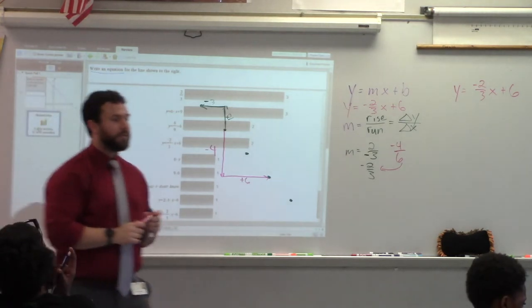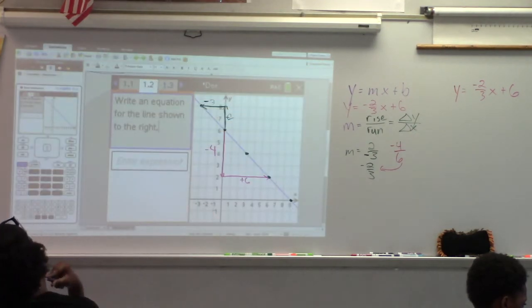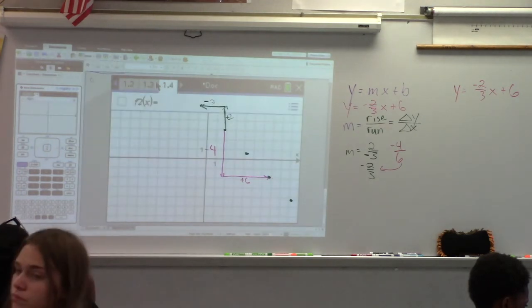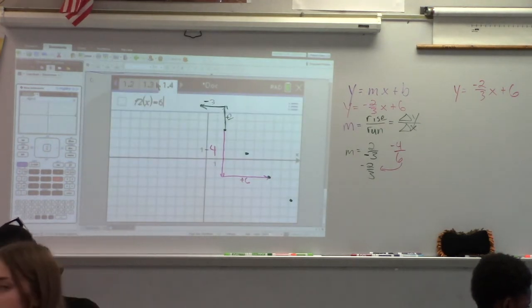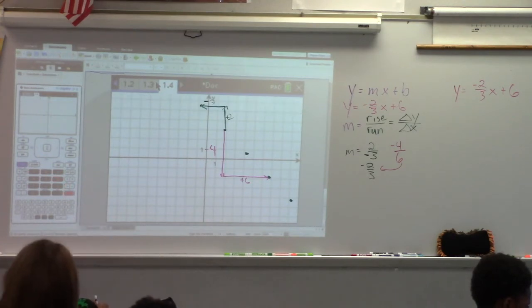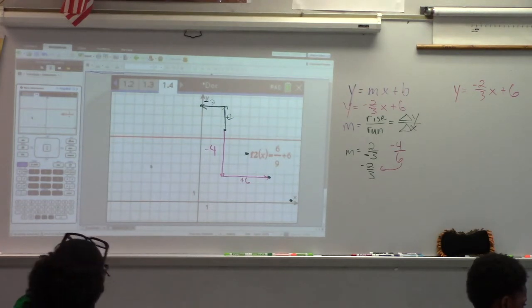And it's important. If I were to pick up a calculator and I were to type in, no, that's not what I want. Hold on one second. If I were to go to graph, and I were to type in 6 divided by 9 plus 6, well, that's going to be up here. Does that give me the line that I wanted? No.